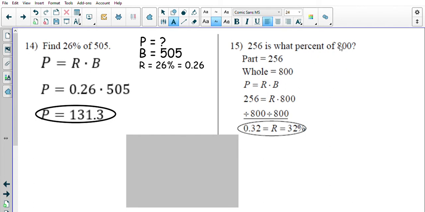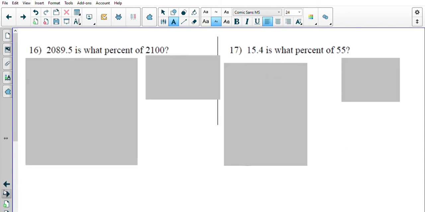So in this case, my base is 800, out of 800. 256 is my part. So P equals R times B is 256 equals R times 800. We have to solve this equation, though. Divide both sides by 800, you get 0.32. We're looking for a percent, though. 0.32 as a percent is 32%. So let's give this a try.